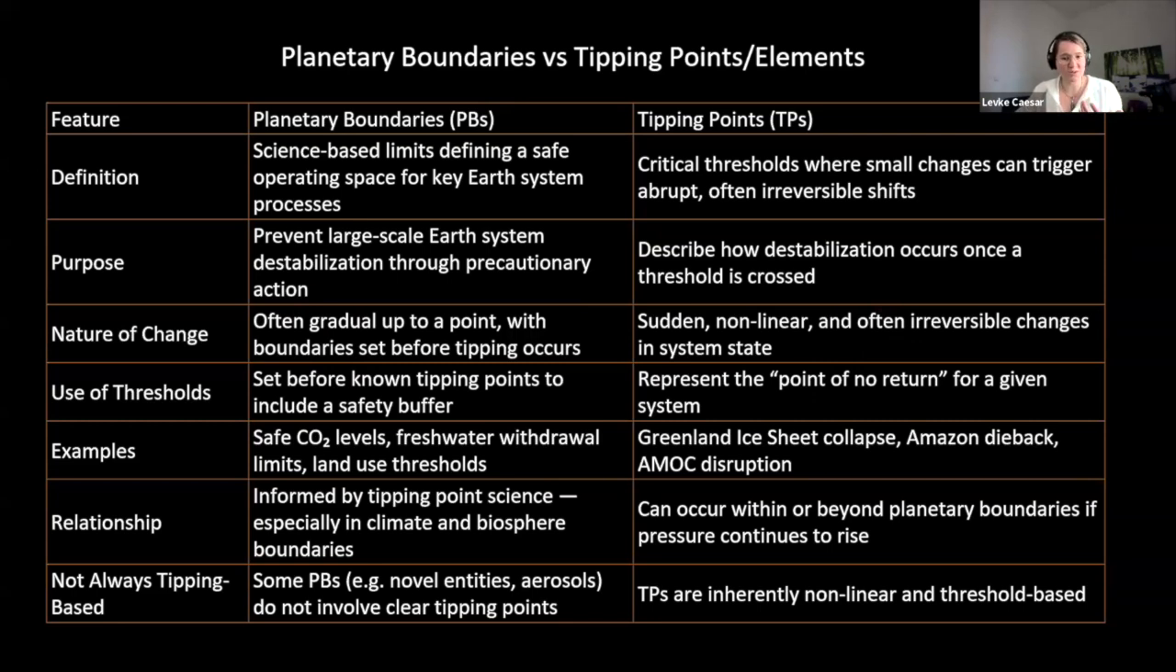The nature of change is also different. A lot of planetary boundaries could in principle be based on tipping points, but a lot of them are actually way more gradual, while tipping points are by nature about nonlinear changes. The use of the threshold is also different. As I said, for a tipping point, it's, in quotation marks, the point of no return. So when we see this nonlinear shift, at least for a long time span, there's likely a point of no return.